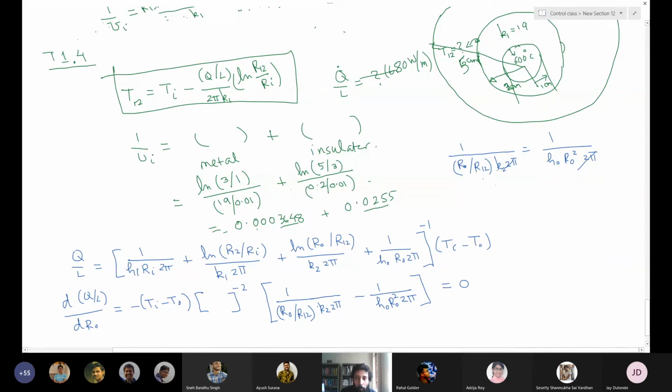R12. Sir, in that expression, it should be multiplied by R12 in the denominator. Yeah, that's right. So I just took this one. Now I have to differentiate this also. So numerator also will have 1 over R12. That's why R12 will cancel. Okay, so the R12 will cancel. So we'll have 1 by Ro optimum equals to K2 over Ho.